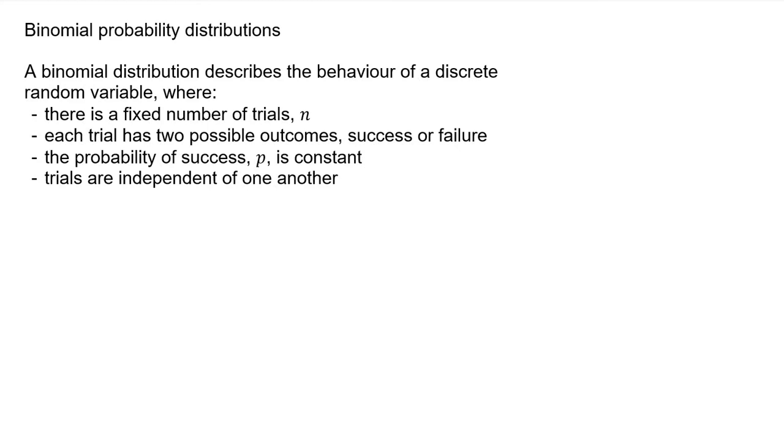A binomial probability distribution describes the behavior of a discrete random variable, such as rolling a die, choosing a card. The conditions for a distribution to be binomial are that there is a fixed number of trials. Each of those trials has two possible outcomes, success or failure. The probability of success is constant, and the trials are independent of one another, meaning that the outcome of one trial does not impact on the outcome of another.